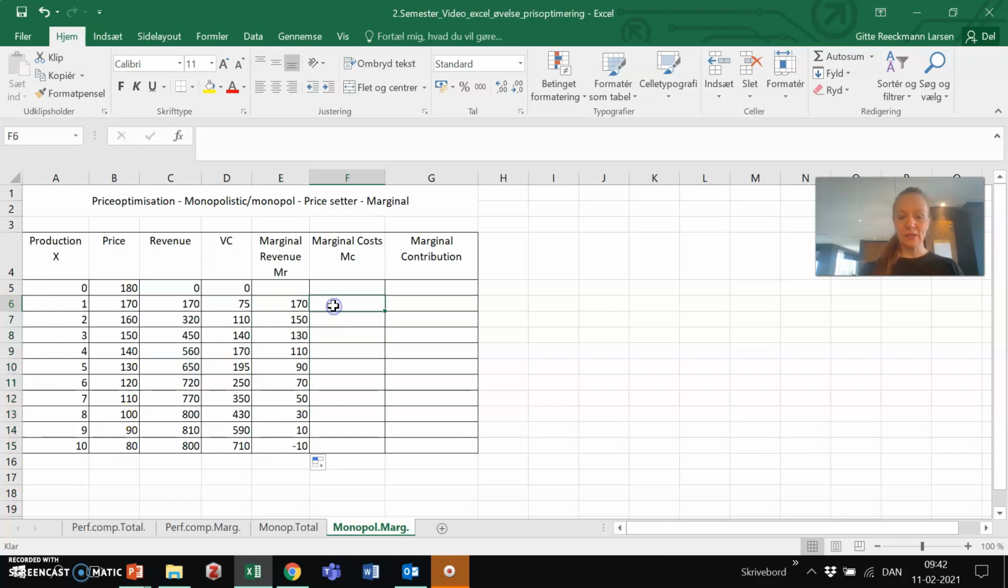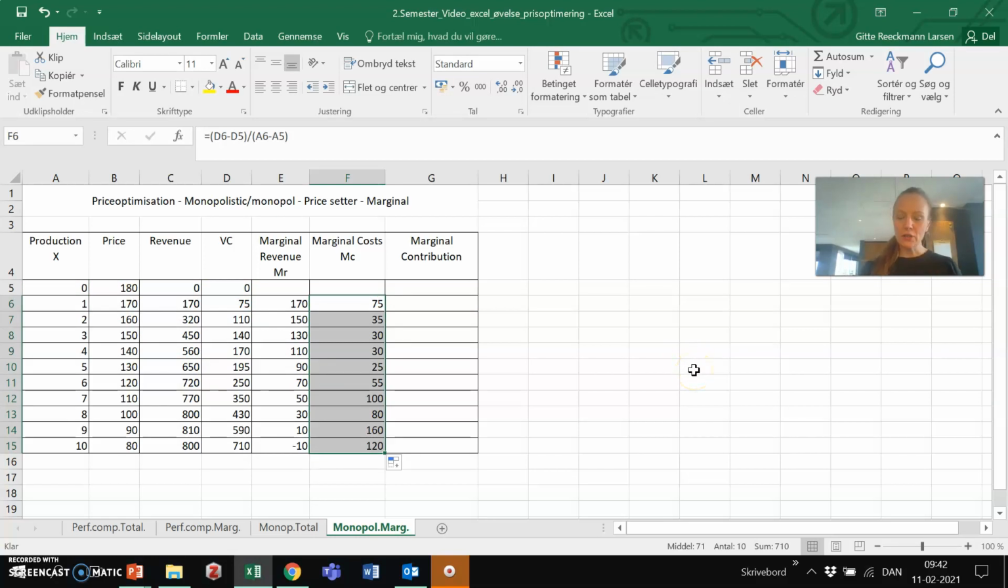So let's calculate the marginal costs. We start by finding the difference in the variable costs caused by a change in production. Double click. All right, so same rule here.